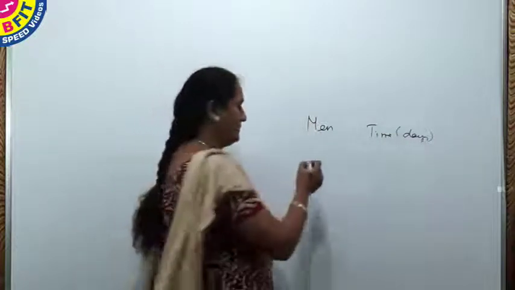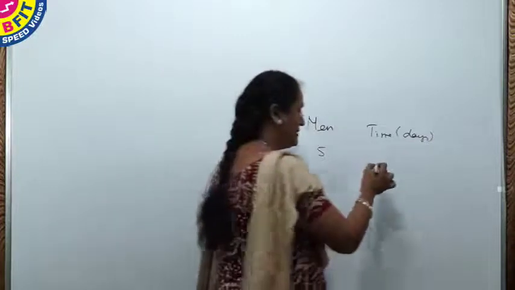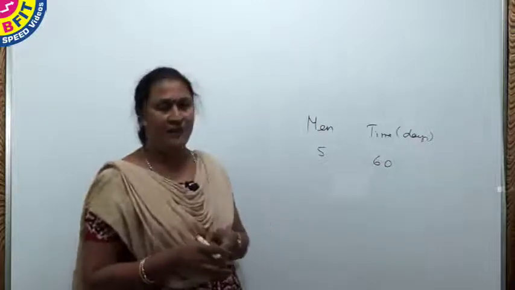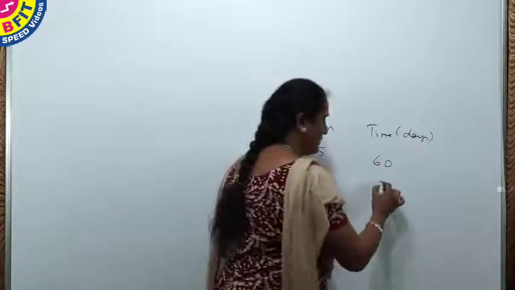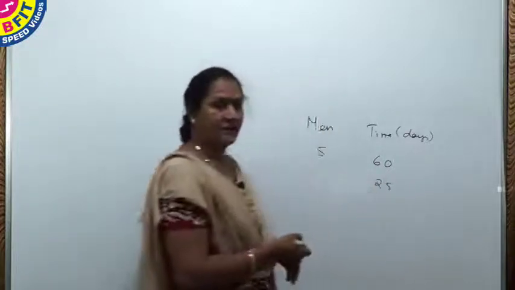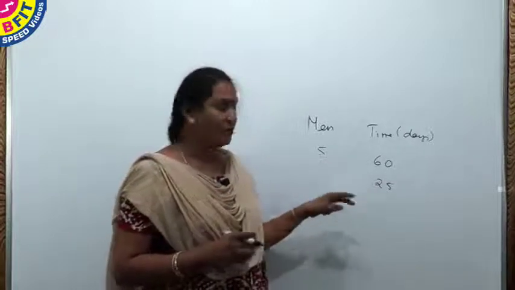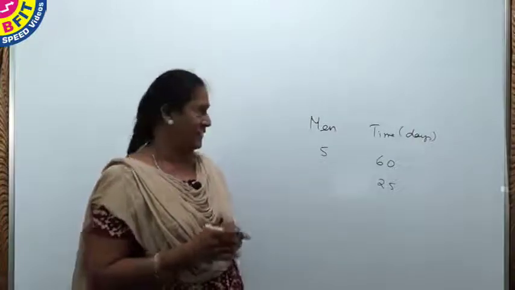So 5 men can do this weaving in 60 days. If it has to be done in 25 days, the number of days is given. So for the same work, it has to be completed in 25 days. How many men should be present? When time is less, you need more men to complete the work. So again this varies inversely.